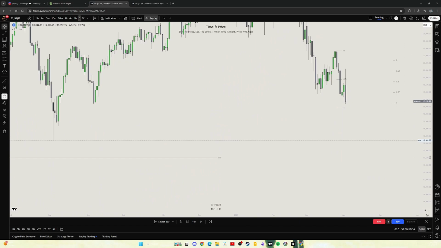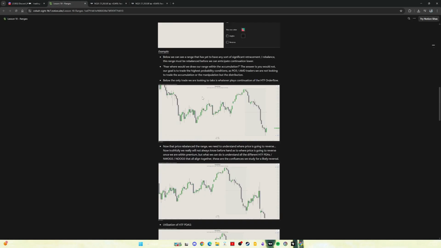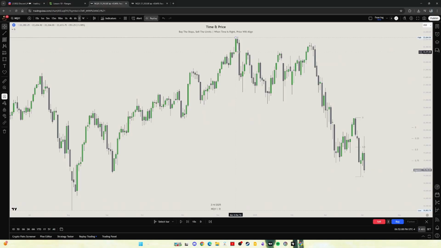So with a clear draw on liquidity lower and a clear bearish higher time frame narrative, as we can see in this example, we're not just fading higher time frame order flow. This classic AMD pattern plays continuation of our higher time frame order flow, as we can see right here.